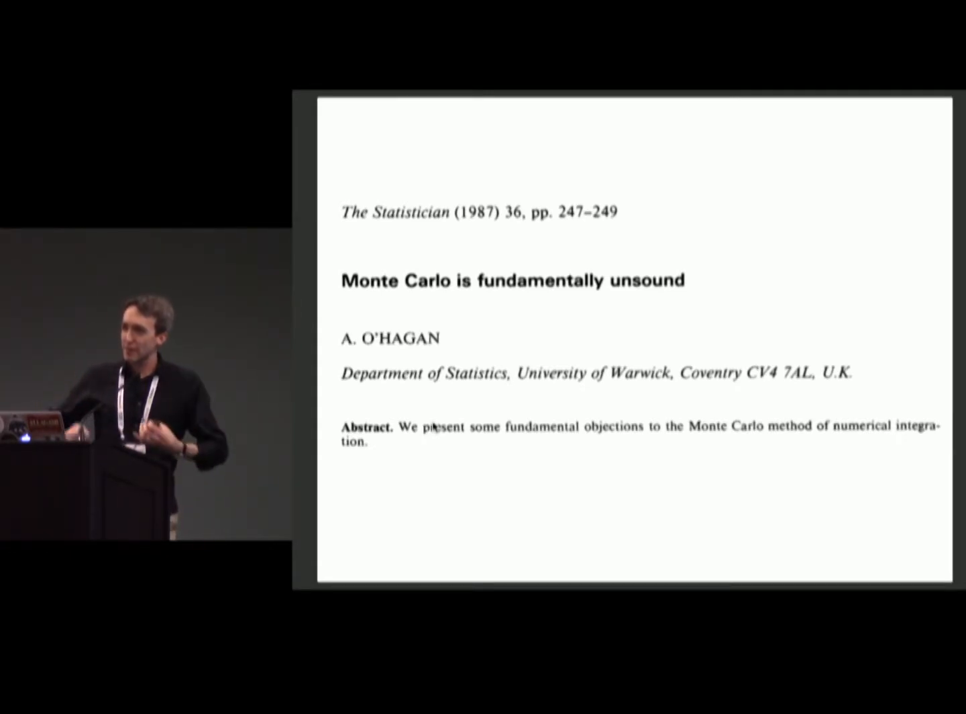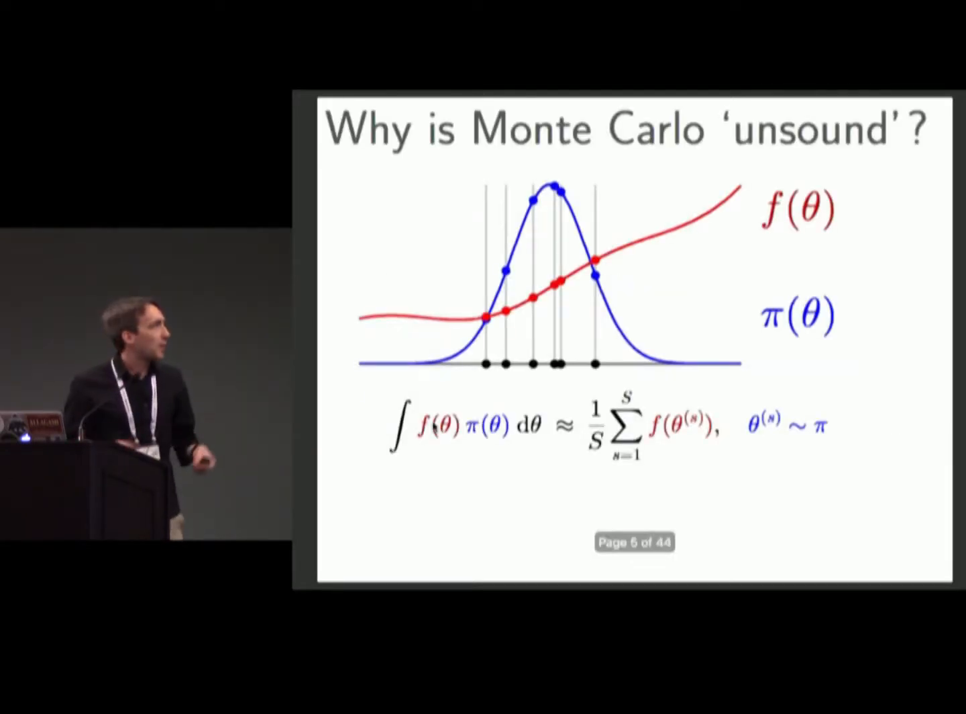Tony O'Hagan is a Bayesian fundamentalist, and so anything that isn't really rigorously sound and the correct way of doing things, he'll argue about vociferously. He has a couple of objections.